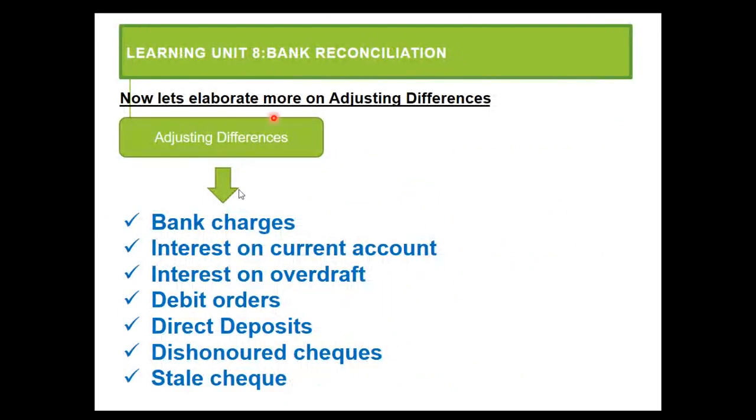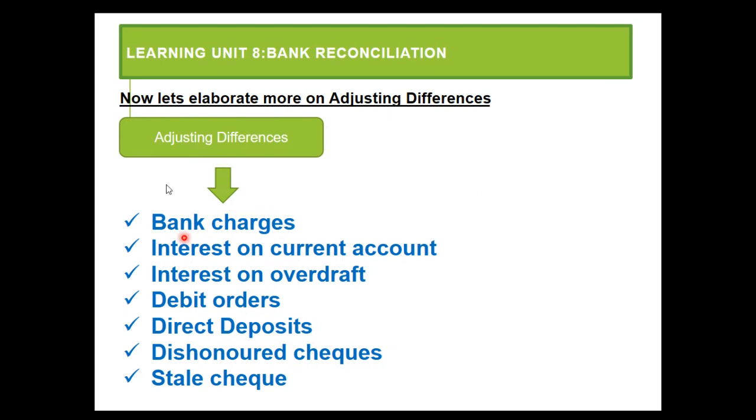These are examples of what? Adjusting differences. Remember, I said the adjusting differences are always recorded in the CRJ and CPJ. Remember, CRJ and CPJ are together called what? Cash books. So these are the items which appear on the bank statement, but not yet in our cash books. For example, we've got the bank charges. Remember, the bank statement reflects bank charges. We are only aware of the bank charges when we've got the bank statement.